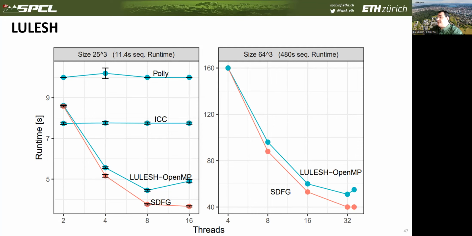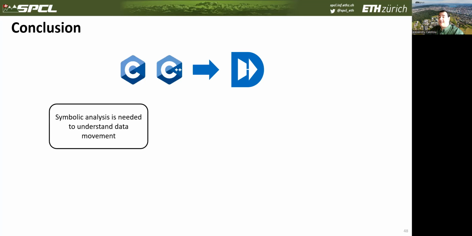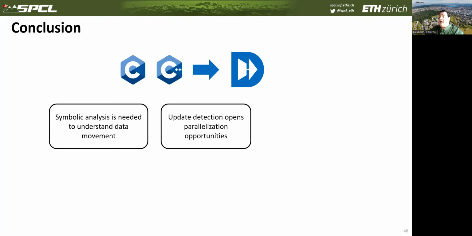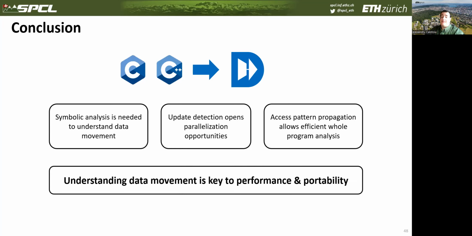In conclusion, I would like to say that it is possible to lift C semantics from C into the SDFG IR and then create optimized and improved programs by use of dataflow analysis. However, symbolic analysis is needed to understand data movement. Another key lesson is that update detection opens new parallelization opportunities. Access pattern propagation allows for efficient whole program analysis. And as a conclusion to my entire talk, understanding data movement is key to performance and portability.